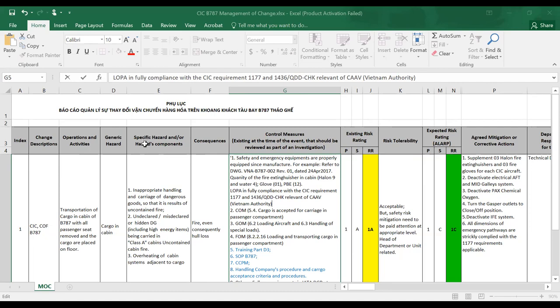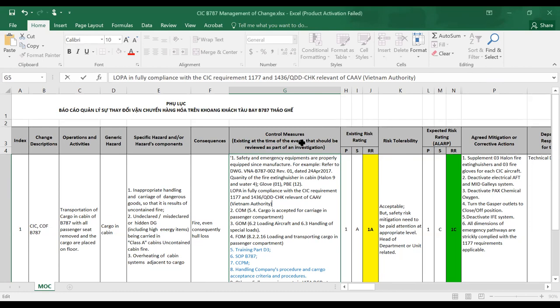We identify the specific hazards. One is improper handling and carriage of dangerous goods, which results in uncontained freight. Number two, undeclared or misdeclared or hidden dangerous goods, including high energy items being carried in the cabin and causing a cabin fire. Number three, overheating of cabin systems adjacent to cargo, and the consequent possible fire.